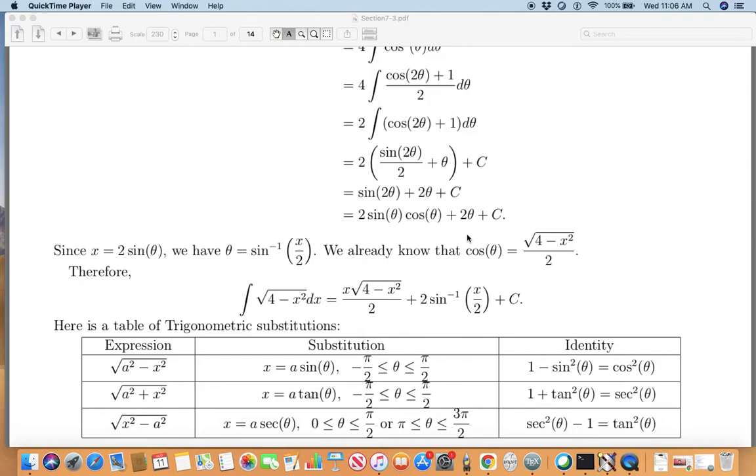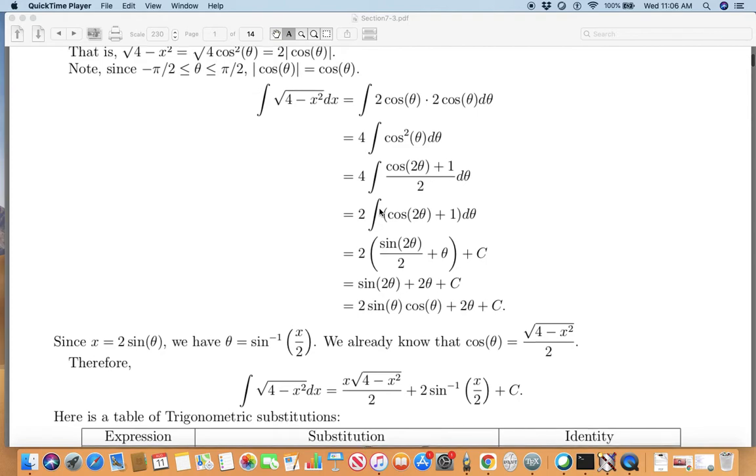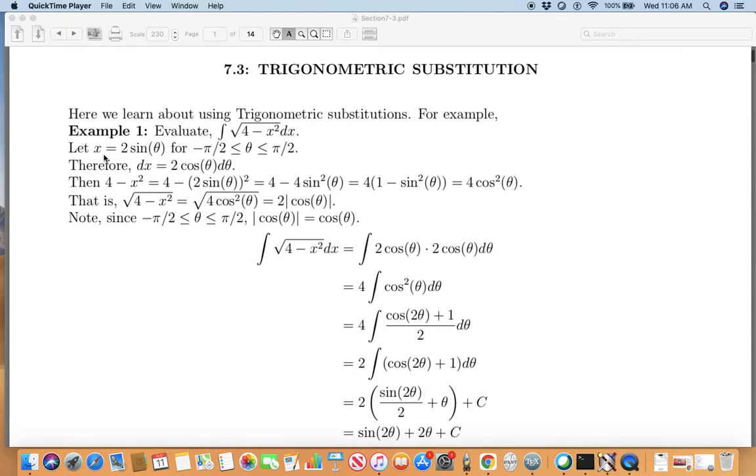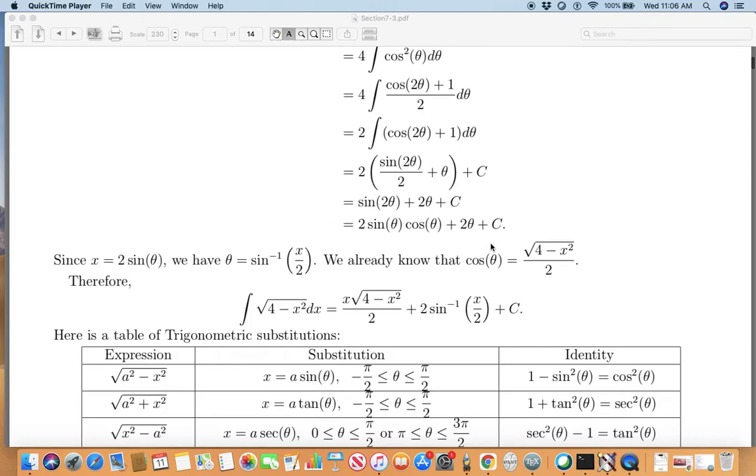Now why did we do all this? We did all this because our question was in terms of x. You already know what sine and cosine are, right? So sine theta is x over 2. Cosine theta is going to be the square root of 4 minus x squared over 2. Alright. So 2 sine theta is x over 2. Cosine theta is root 4 minus x squared over 2.